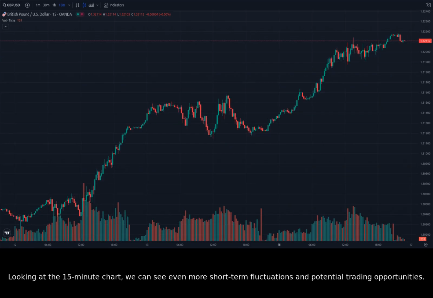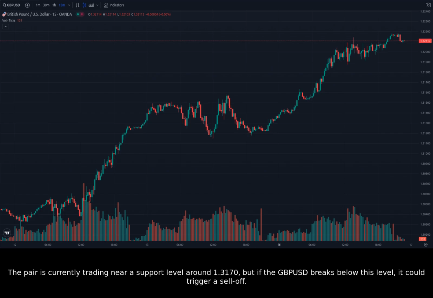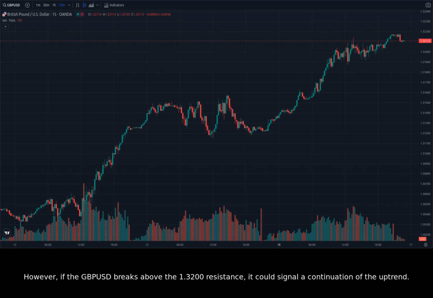Looking at the 15-minute chart, we can see even more short-term fluctuations and potential trading opportunities. The pair is currently trading near a support level around 1.3170, but if the GBPUSD breaks below this level, it could trigger a sell-off. However, if the GBPUSD breaks above the 1.3200 resistance, it could signal a continuation of the uptrend.